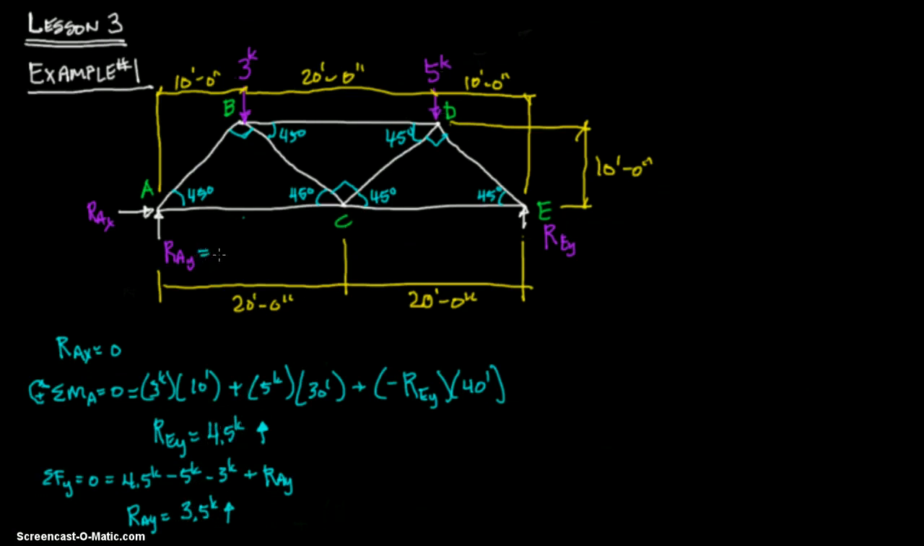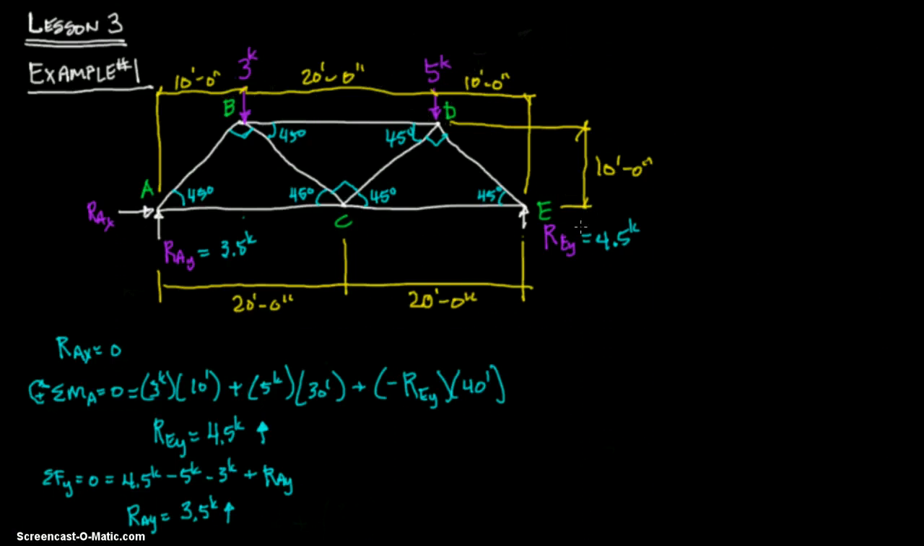So let's go ahead and put those up here, because I'm going to get rid of this so we can start looking at the joints. We have RAY equals 3.5 kips, and REY equals 4.5 kips. And hopefully that makes sense. You can take a look. Oh, well, I have more load over here. I have less load over here.